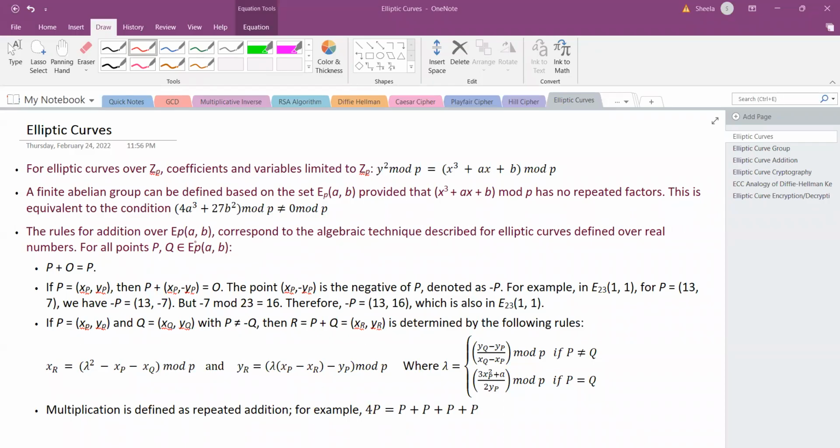Hello everyone. Today we will be discussing elliptic curves over ZP. When we consider elliptic curves, all the elements on the curve, or the coordinates of every point on the curve, are field elements.